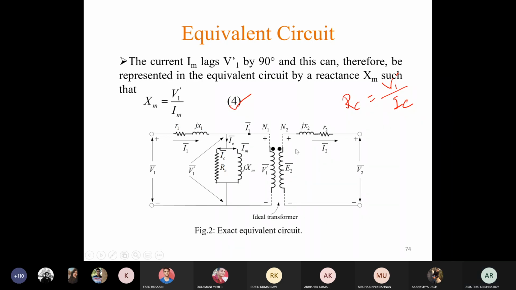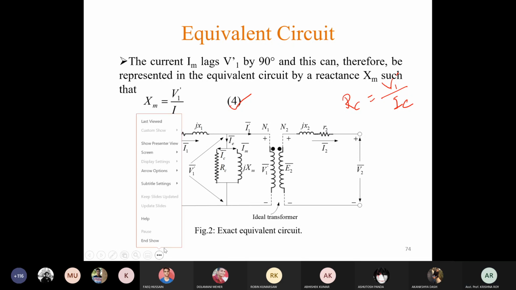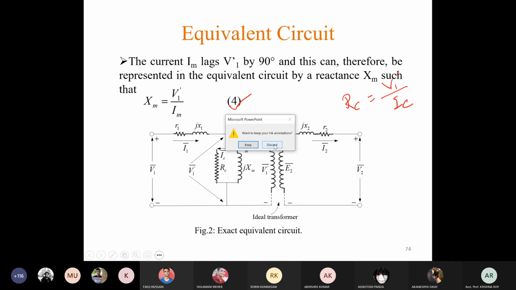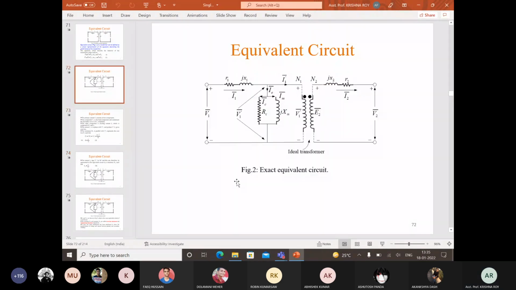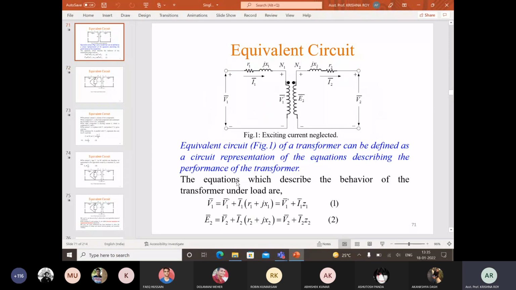Sir, I had a doubt in that ideal transformer. Yes, tell me, what is your doubt? Sir, actually, I need to see the equations. Which equation? Sir, it was there in the slides. Yes, tell me. Yes, sir, this equation. Sir, can you explain those again?